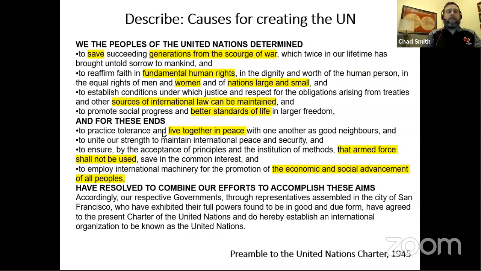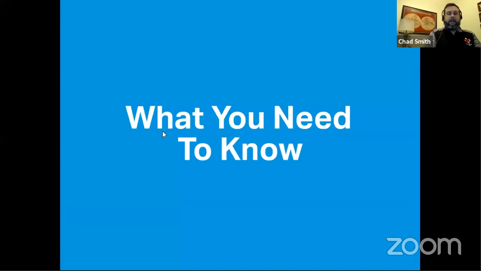The United Nations also sought to address another problem of the League of Nations, which was that it had no ability to enforce any of its decisions. In this one, it says that they want sources of international law that can be maintained. So they're committing to creating some sort of system that will be able to enforce the policies that they decide. They want better standards of life. They want to live together in peace. They want to prevent armed forces from being used, and the social and economic advancement of all people. These are the causes stated by the charter members of the United Nations for the creation of the United Nations.